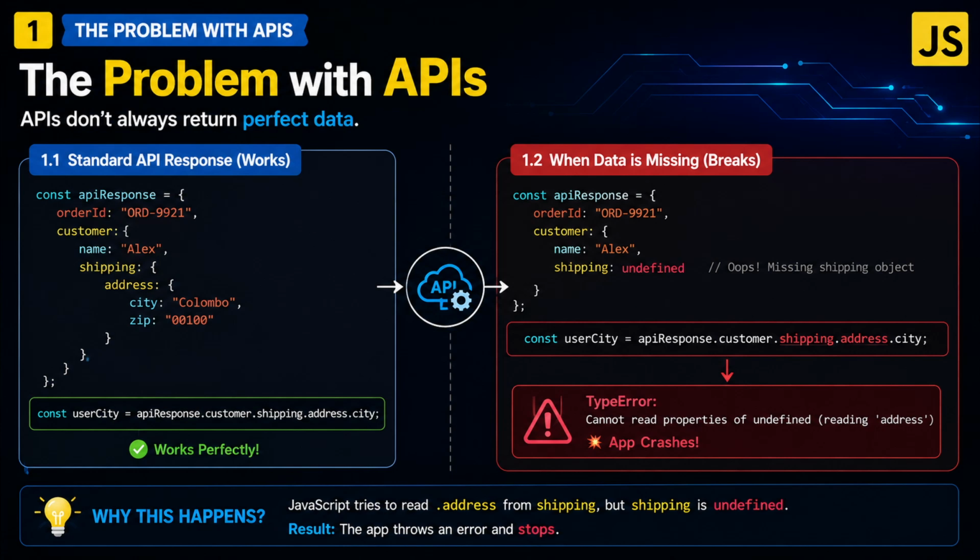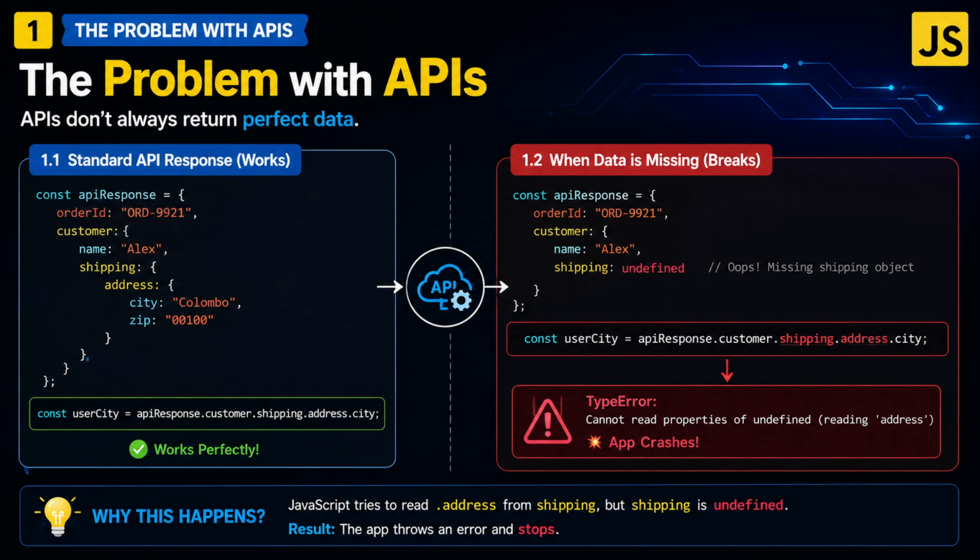In this video, we'll learn the right way to safely handle nested API data in modern JavaScript using optional chaining, nullish coalescing, safe array handling, and a few practical patterns you can use immediately.